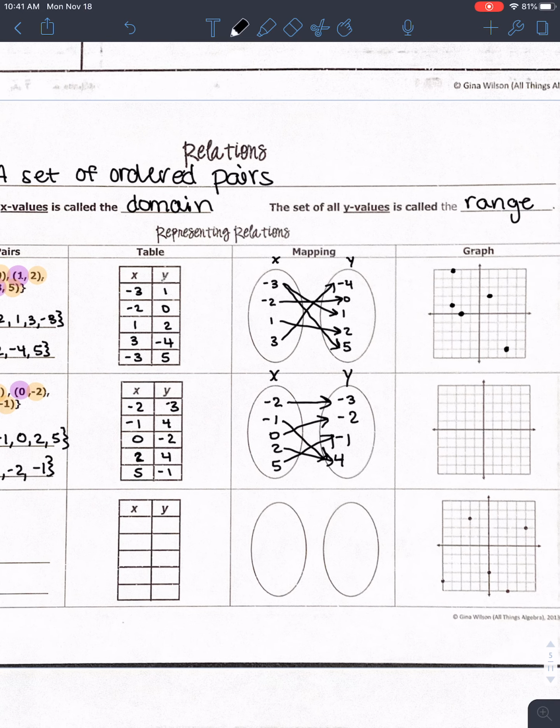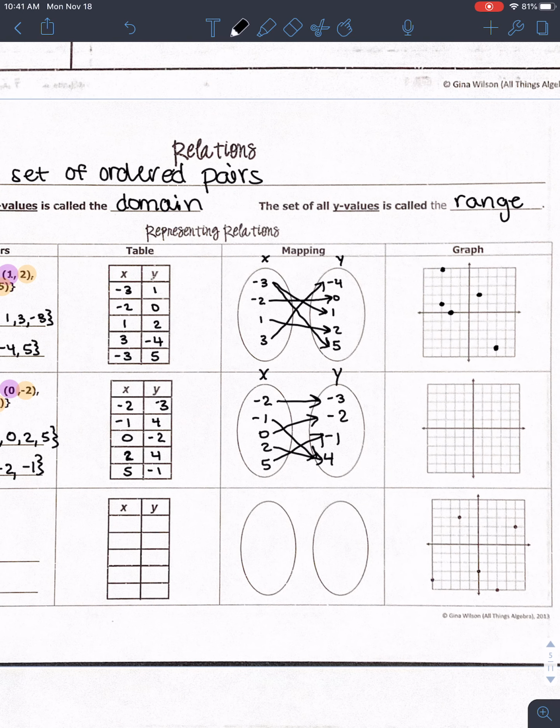And if I wanted to graph these points on my graph here, I would go 2 units to the left and down 3. Then I would have -1 and 4, 0, -2, 2 and 4, 5 and -1, and that, went the wrong direction. So over 5 and down 1. So that's how you would do that.